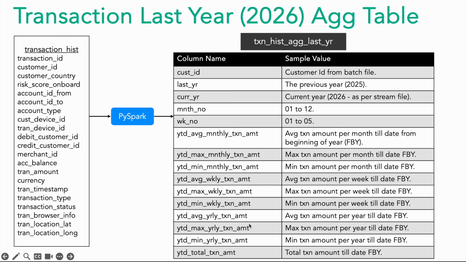Similarly, you have average yearly transaction amount, max yearly transaction amount, minimum yearly transaction amount, total transaction amount. These are the description of the columns. And if you do not understand what these descriptions mean or what these columns are, you can ask a question in the comment, drop me an email, or we can discuss it in our cohort also.